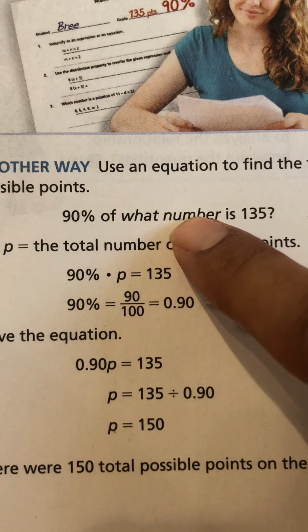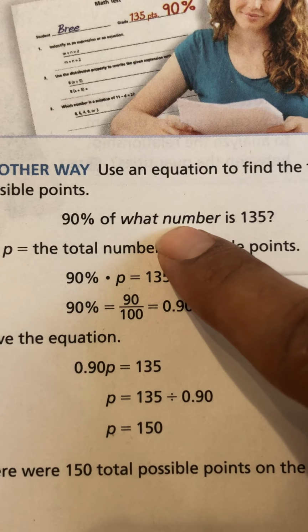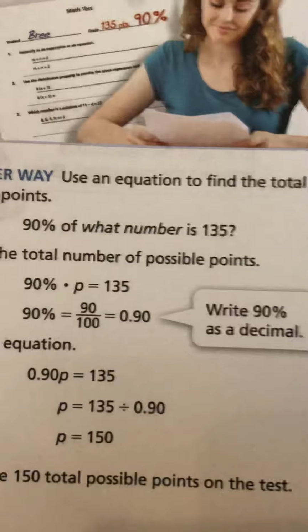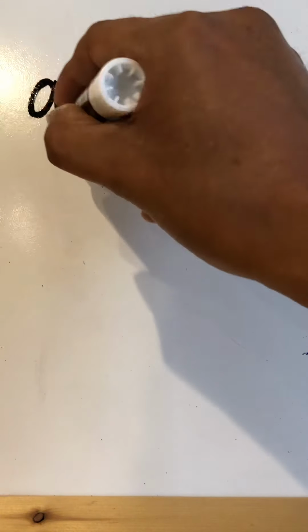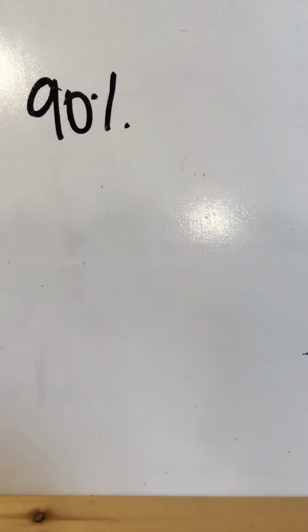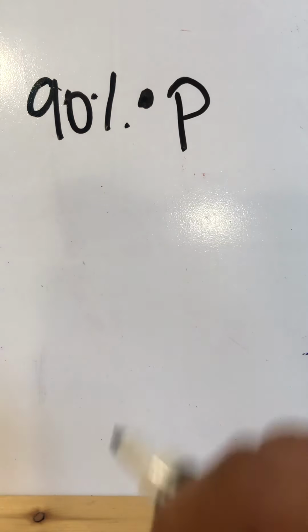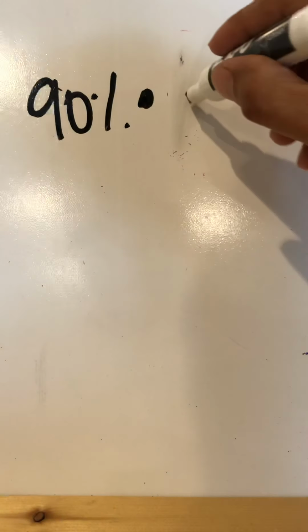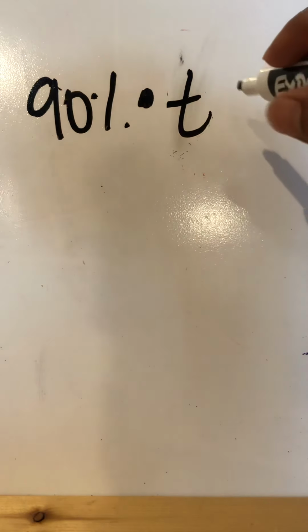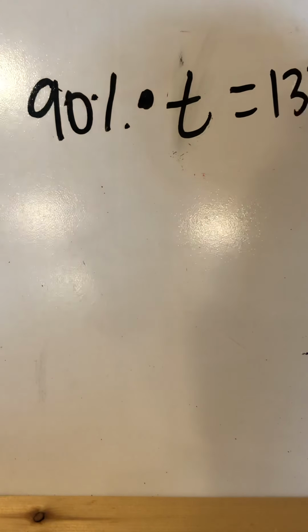But in this case, we don't know what the total is. So we're going to find the total. And how are we going to do that? We are going to set up an equation where we start with the percent, and we're going to multiply it to P. Or I guess in this case I'm going to put T since the total is missing. We're going to multiply it to T, which gives us 135.